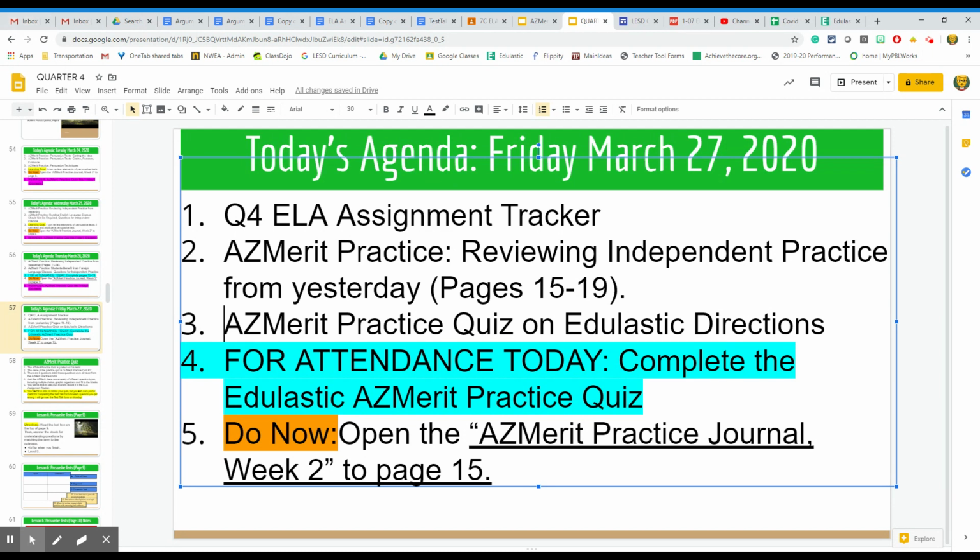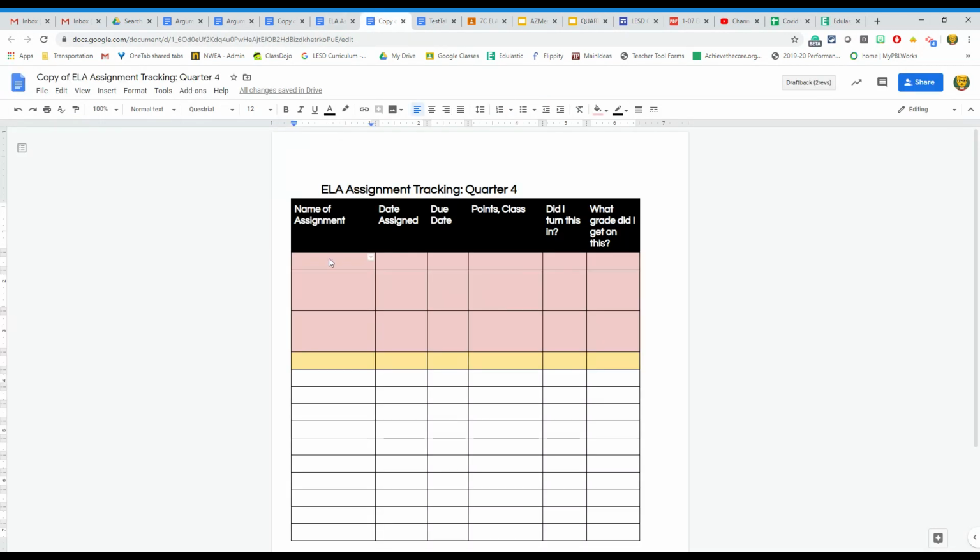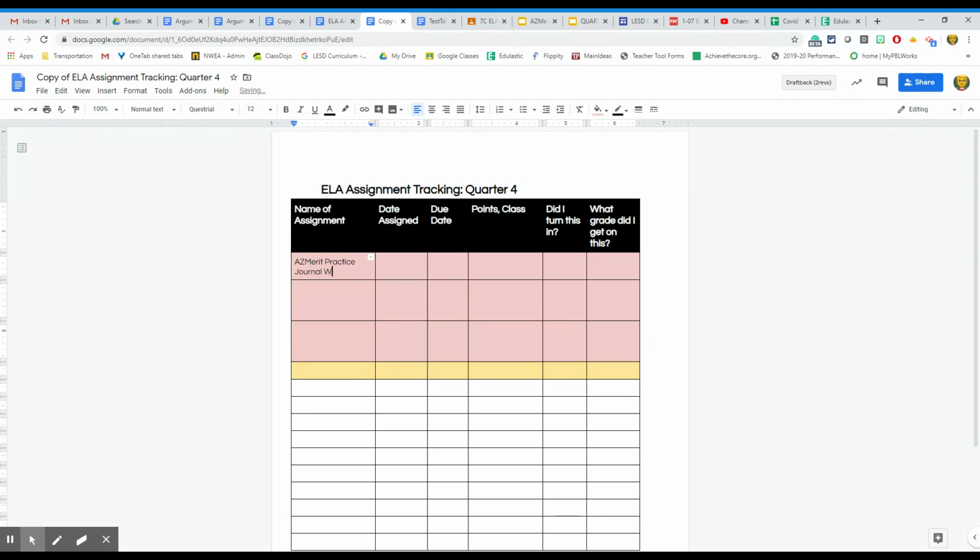All right. So at this time, I would like you guys to have your AZ Merit Practice Journal open to page 15, but I would also like you to have your quarter four ELA assignment tracker open as well. Okay, and when you open it, it should be blank and it will look like this, just like we did last quarter. We're going to update this by putting the name of the assignment, the date it was assigned, the due date, the points and the class it's for, and then if you turned it in, and then what grade you got. So the first assignment I want you to type is the AZ Merit Practice Journal, week 2.